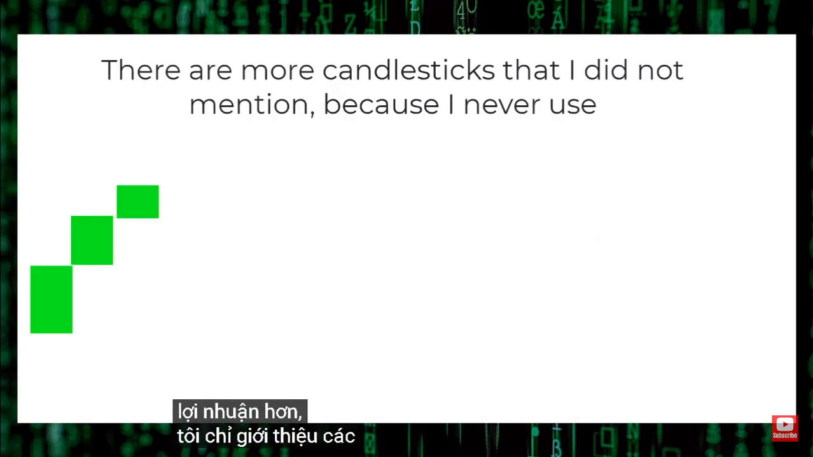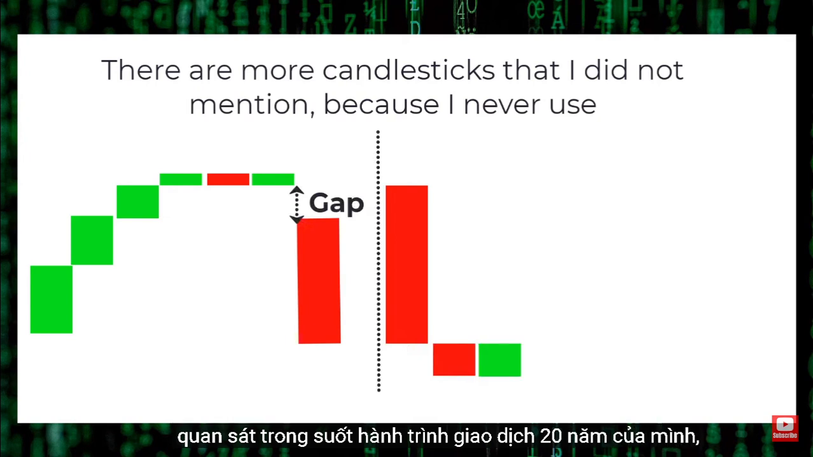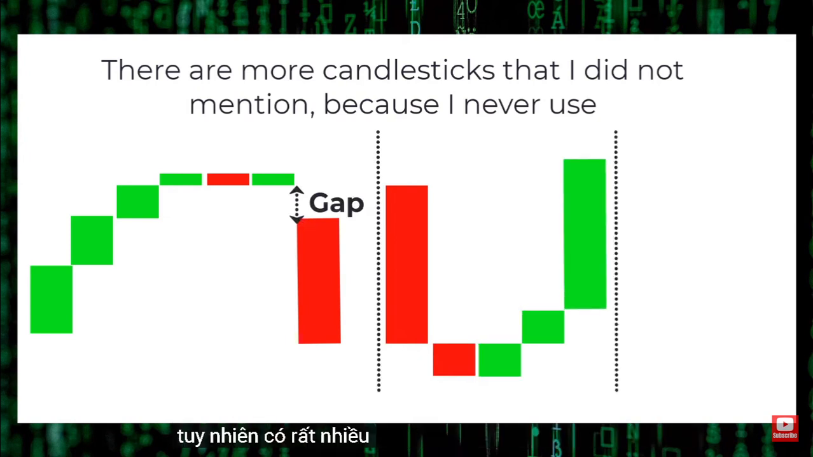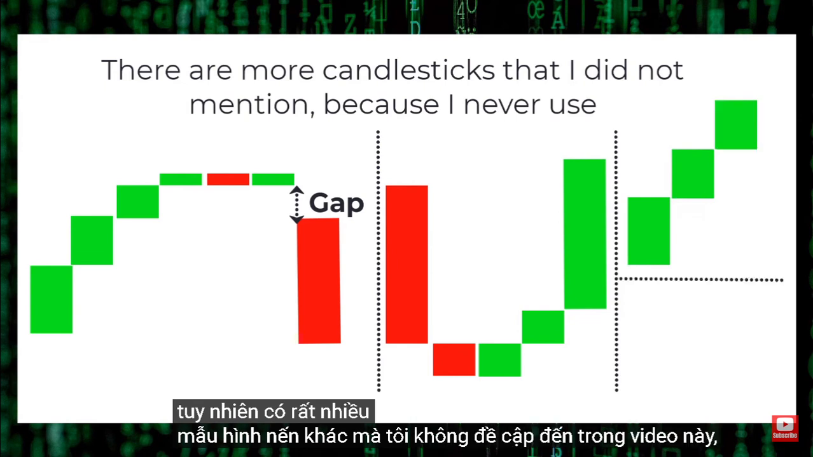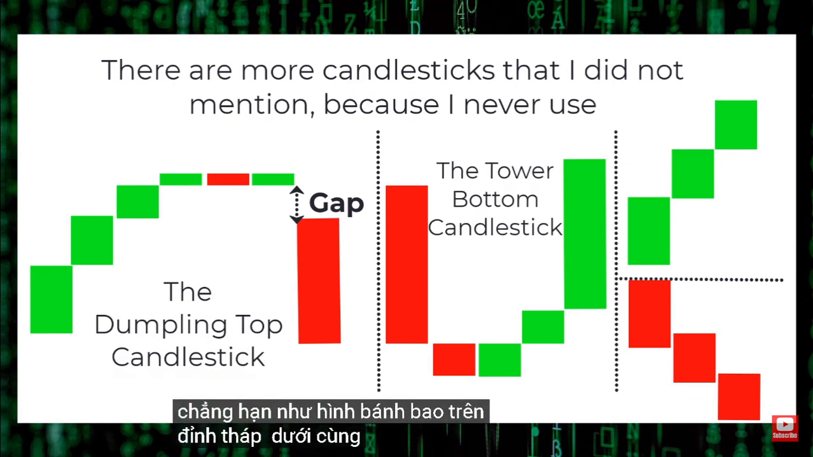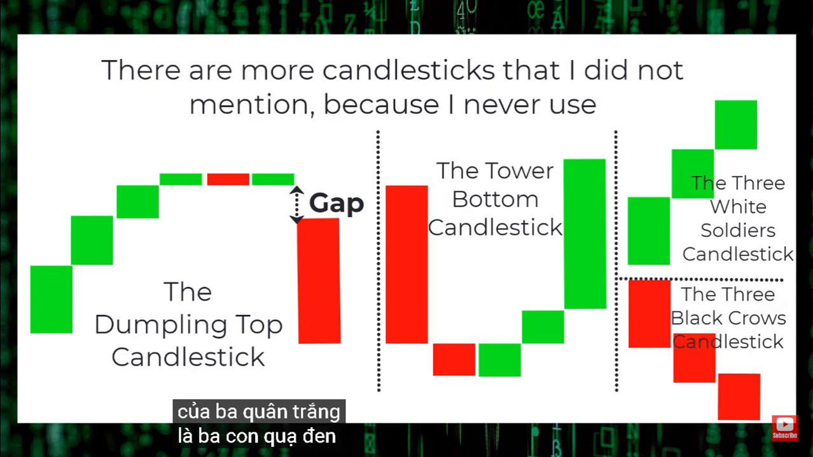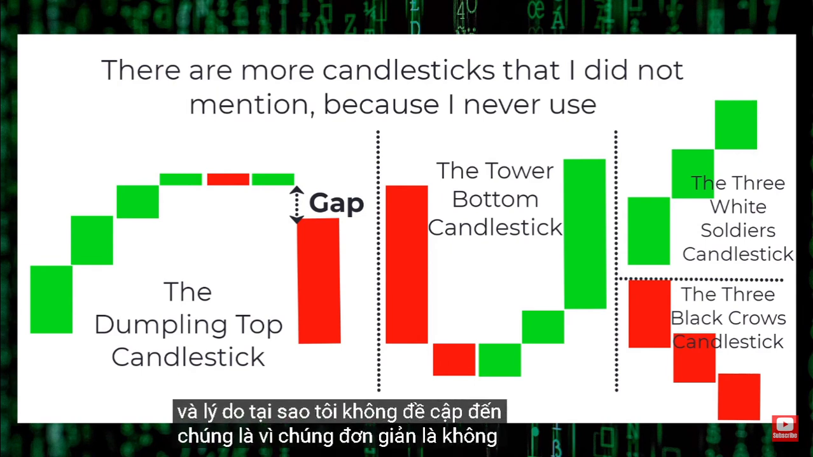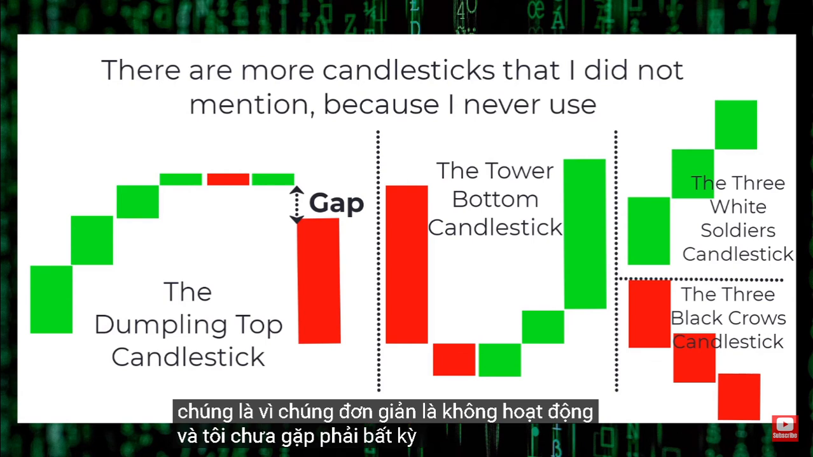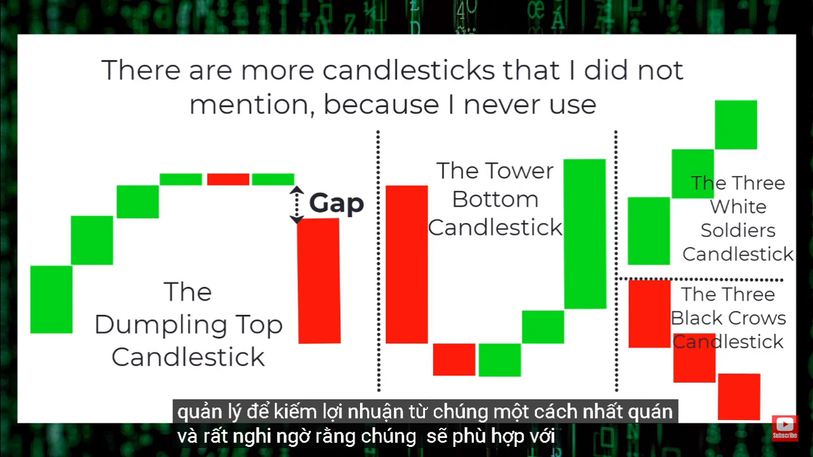I have just covered the candlestick patterns, which I have been studying and observing during my 20 years trading journey. However, there are a lot more candlestick patterns which I did not mention in this video. Such as the dumpling top, the tower bottom, the 3 white soldiers, the 3 black crows, and so many more candlestick patterns. The reason why I did not mention them is because they simply do not work, and I have not run into anyone who managed to profit from them consistently. And I highly doubt that they will work for you.